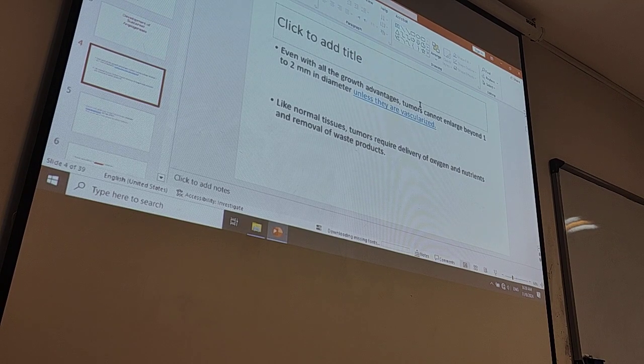We know that even with all the growth advantage and all the features of tumoral cells, limitless proliferation, evasion of cell death, and all of this, tumor cannot enlarge more than 1 to 2 millimeters unless they are vascularized. So without vascularization and angiogenesis, the tumoral cells can enlarge only about 1 to 2 millimeters. And this is like normal tissue.